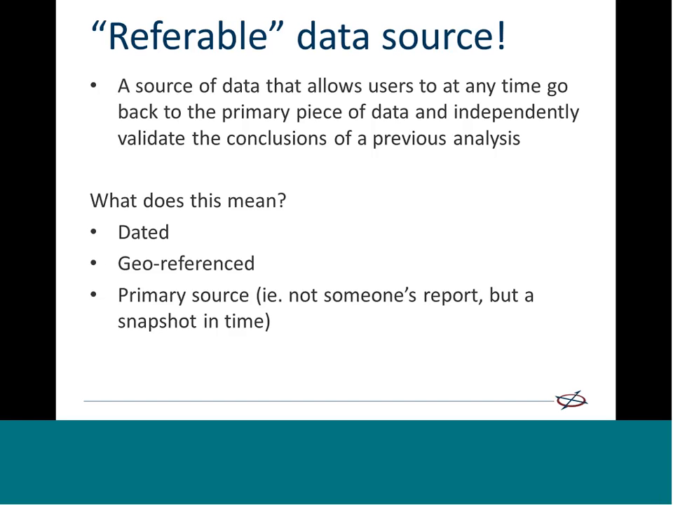is dated. We know the date that the imagery was taken. It's georeferenced, so we know its positional location is accurate, and it's a primary source. So it is the primary source of the imagery. It's not a report, or 2 or 3 levels down the food chain of identifying what that building was. And this way it can be independently validated as well, based on the conclusions that you or someone else may have made. So where and why is this important?